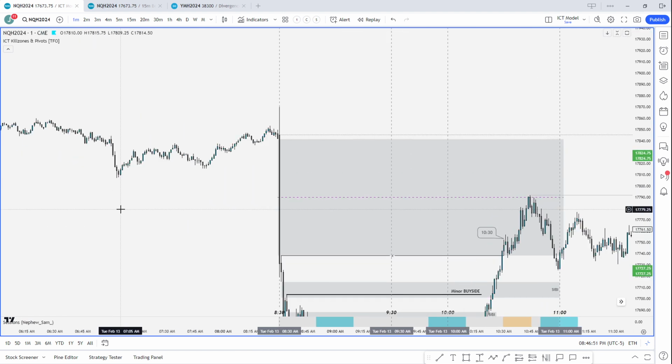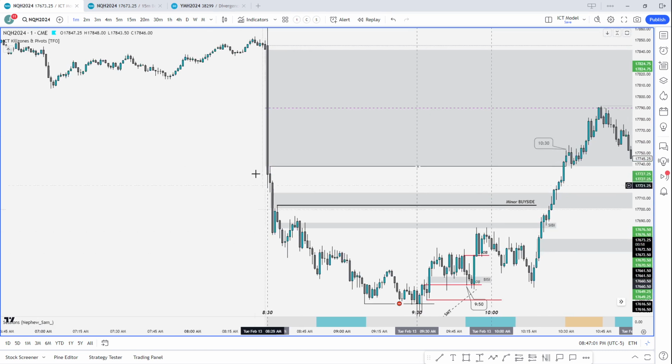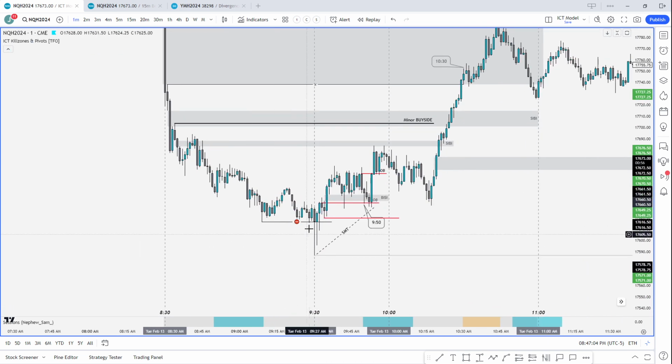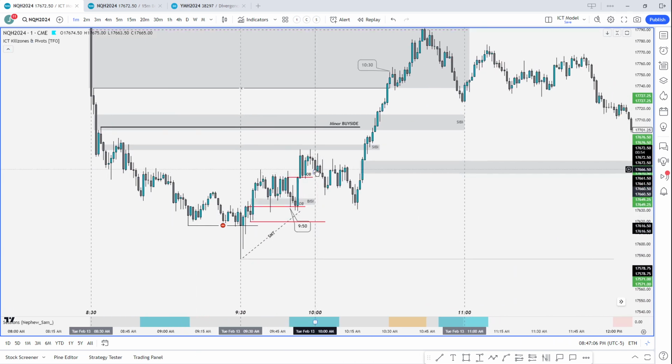Yeah. When you include time into tape reading, it becomes so much cleaner. It's so much easier to look at stuff because okay, this is what we're looking at at a specific time. If it's not there, we just go to the next window. If there's no liquidity sweep at 8:30, we go to 9:30. If there's no liquidity sweep at 9:30, we go to 10. If there's no liquidity sweep at 10, it's a very low probability day. But there's going to be a liquidity sweep at one of these three times.